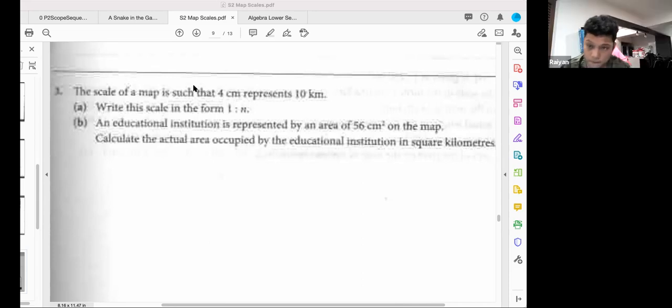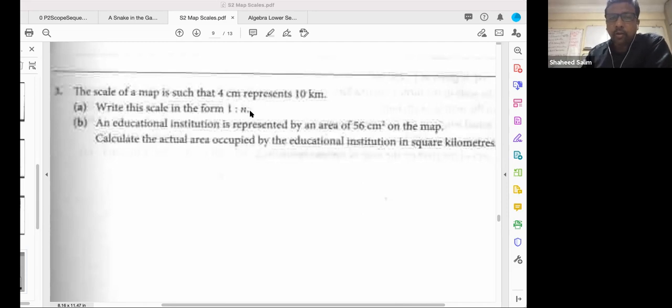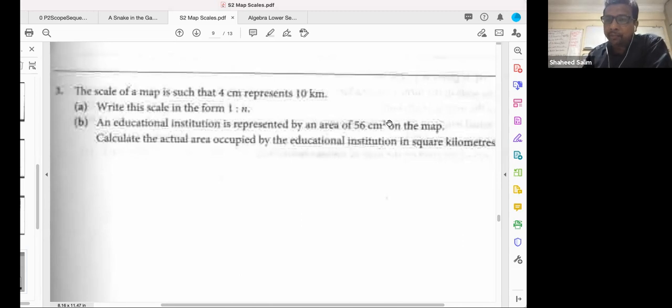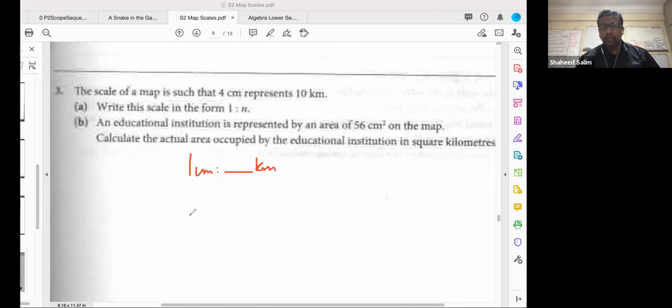2540, 250,000. Well done. So you got your first one correct. Now they go straight to area. But again, they want you to have from cm square to km square. So you have to first of all find out now, down here, 1 cm is to how many km? Second one, 1 cm square to how many km square? Third, you find out the final one, 56 cm square to how many km square?